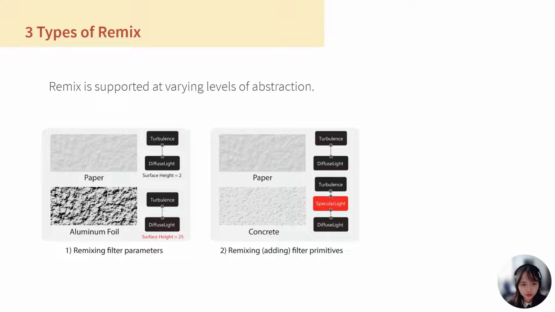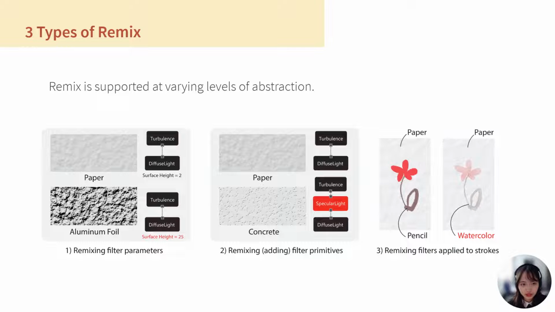Second is remixing filter primitives. So here you're adding a specular light primitive to create a concrete-like effect from a paper effect. And the last is remixing the filters applied to the drawn strokes. So changing the style of the drawing by replacing the pencil effect on the flower with a watercolor effect.